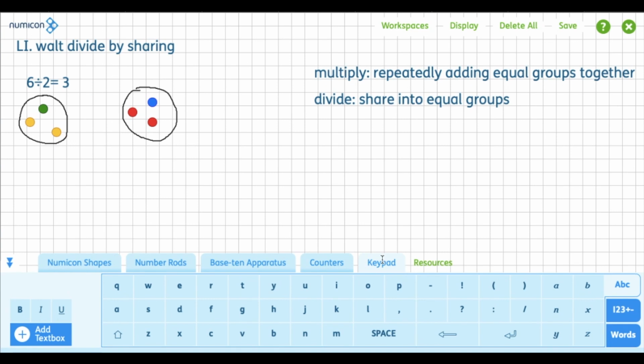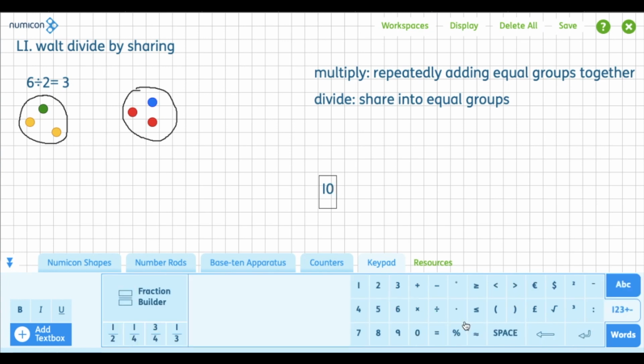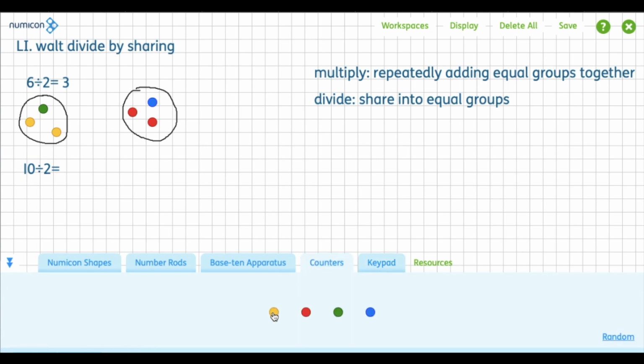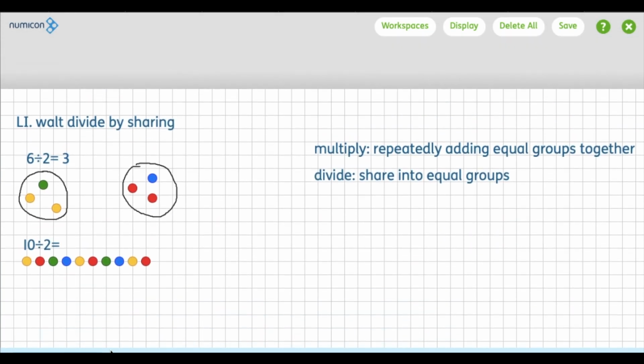All right, let's try a different question. Let's do 10 divided by 2 equals, okay. So if we're going to do 10 divided by 2, then we're going to share 10 counters into 2 equal groups. So I need my 10 counters. 1, 2, 3, 4, 5, 6, 7, 8, 9, 10. Okay, and I'll pop them over here. And again, I'm just going to get my 2 equal groups.